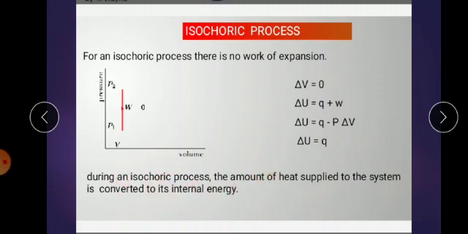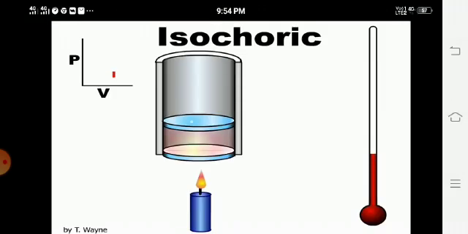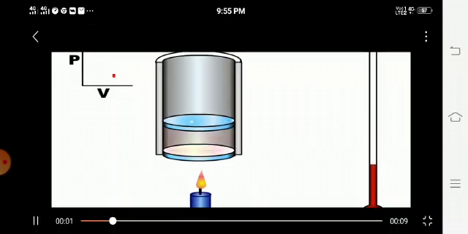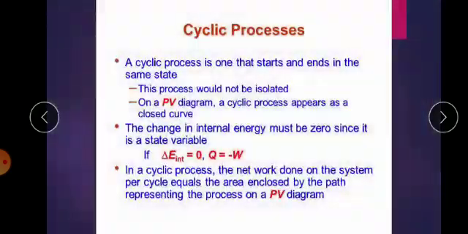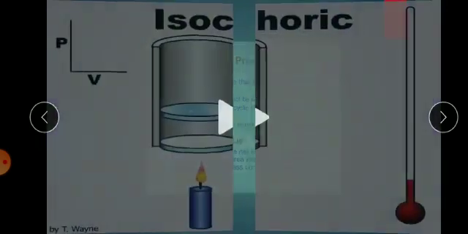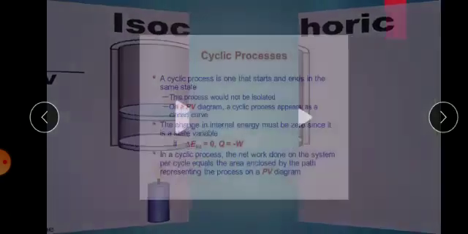This is the isochoric process. Here the volume is constant. If you plot the graph of pressure and volume, you see the volume is constant. This is known as the isochoric process. For example, we can say the combustion of fuel in a bomb calorimeter is an example of an isochoric process. Here the volume should be constant.